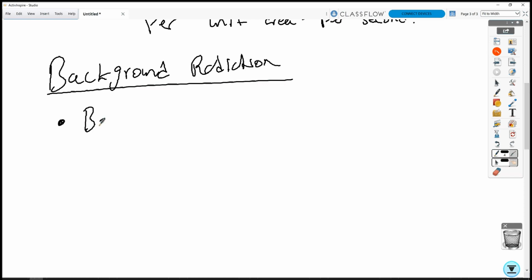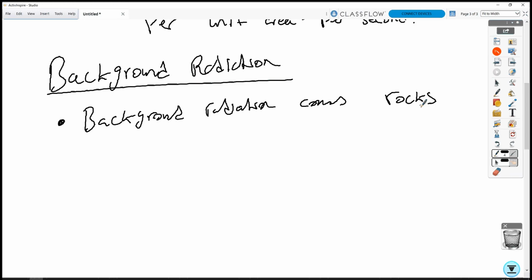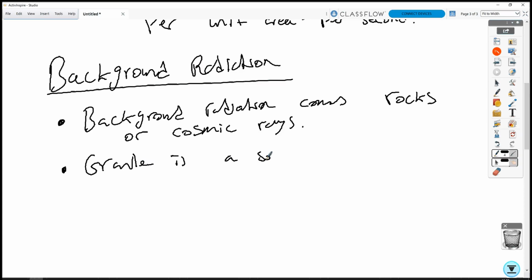So our background radiation can come from rocks, or even cosmic rays from space. And again, these are small amounts. It can come from granite, so there's actually a recommendation that if you have granite worktops in your kitchen, you open your windows more often to let some of that out.